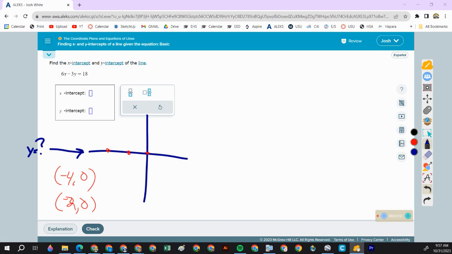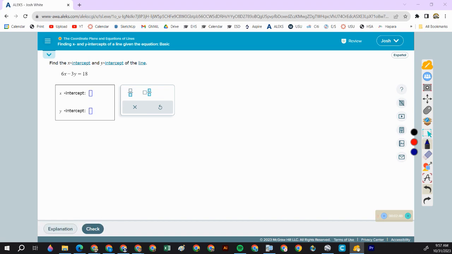So if I want to find the x-intercept, all I have to do is plug in 0 for x. So in this equation, if I plug in 0 for x, that goes away, and I'm left with negative 3y equals 18, divided by negative 3, y equals negative 6. If I want to know what the y-intercept is, or the x-intercept, oh, I did that backwards, sorry. I plug in y equals 0, and I get 16x equals 18, divided by 6, x is 3.